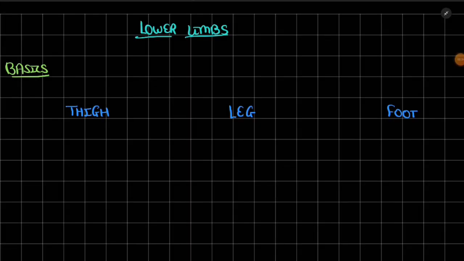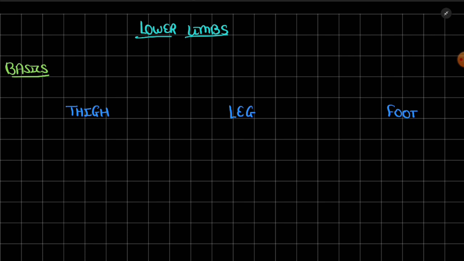We are going to start lower limbs today, and first we will cover the basics and the front of thigh, the medial side of thigh, the back, then the popliteal fossa, and then we will conclude this video. The back of the thigh, back of the leg, front of the leg will be covered in the next video. So, starting with the lower limbs, the basics of lower limb.